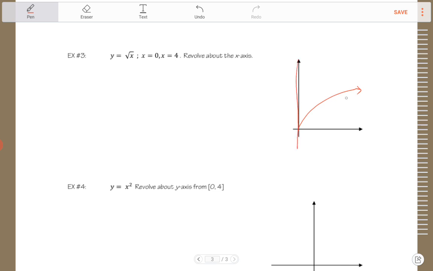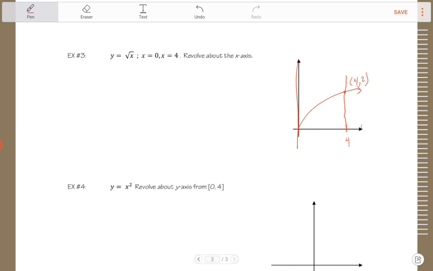Our other bound is x equals 4. So we'll bound it right here at 4. And by the way, since we are bounding at 4, we might as well figure out what this point is. That's probably going to be useful, right? When we're doing square root of 4, that looks like it's going to be the ordered pair (4, 2). Alright, so from here it says we're going to revolve about the x-axis.